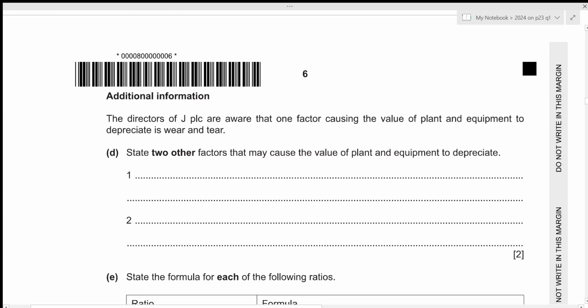Now we have some additional information. The directors of JPLC are aware that one factor causing the value of plant and equipment to depreciate is wear and tear. We need to state two other factors that may cause the value of plant and equipment to depreciate. The second factor will be time factor. With the passage of time, the value of our non-current asset will decrease. And another one will be the uses. Once we use our non-current asset repeatedly, the value will definitely decrease. That is all for the fourth part. Let's move to the next one.